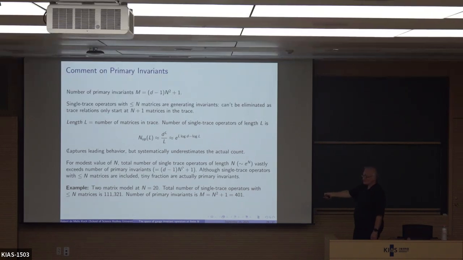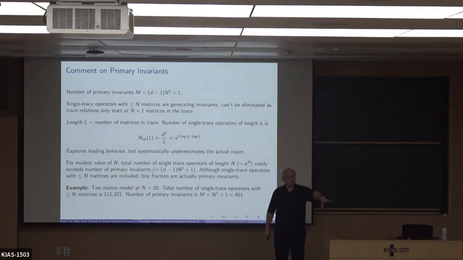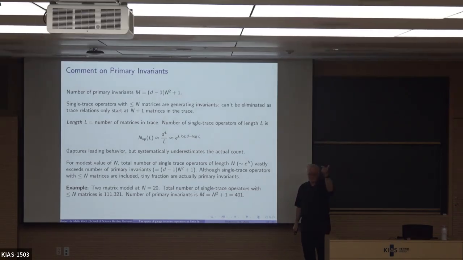However, only order n squared of them could be primary invariants. So that means most of these single trace operators that you need to include as primary or secondary invariants, most of them you have to include as secondary invariants. And I'll come back to comment on this a bit later. So some of these are traces of very short operators, but they must be included as secondary invariants, the vast majority of them. Here's an example.